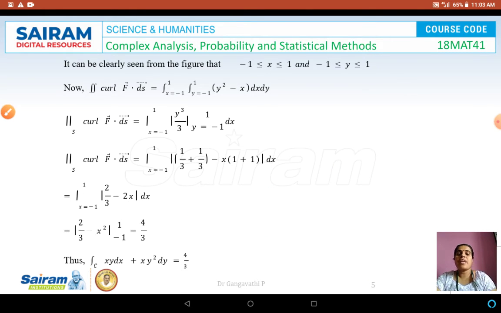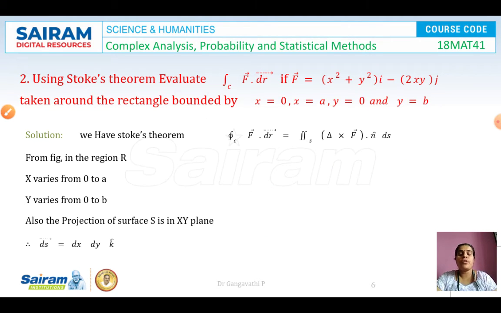So that is how we have to use Stokes theorem to perform the integration. Now let us see another example. Use Stokes theorem to evaluate the integral over C of vector F dot dr, where vector F is given by x square plus y square i minus 2xy j, taken around the rectangle x is equal to 0, x is equal to a, y is equal to 0 and y is equal to b.